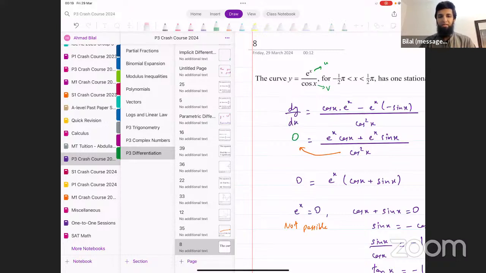It's considered to be the hardest P3 topic and maybe the hardest topic across A-level maths, across all papers. So be ready for that. There's a lot that we have to do in the next 7-8 days.